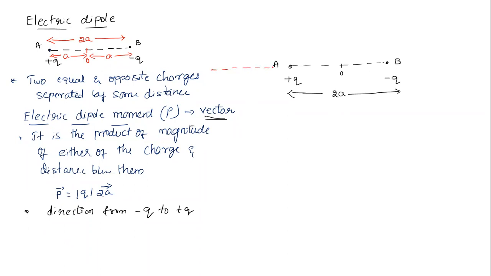The line which is passing through the dipole and along the dipole, this line is what we call the axial line. We call one more name, dipole axis. What is the name we call? Axial line or dipole axis.